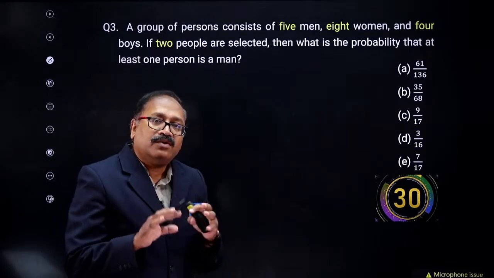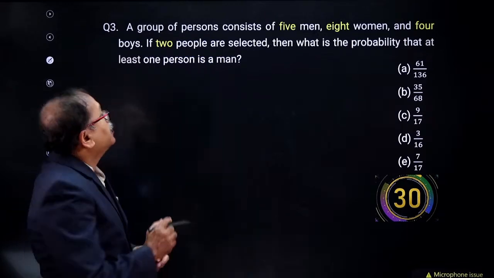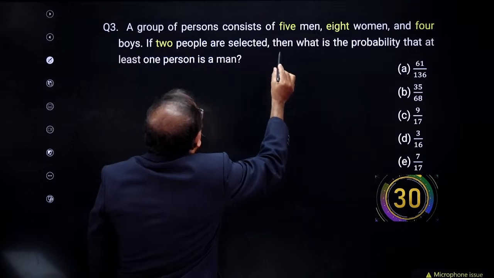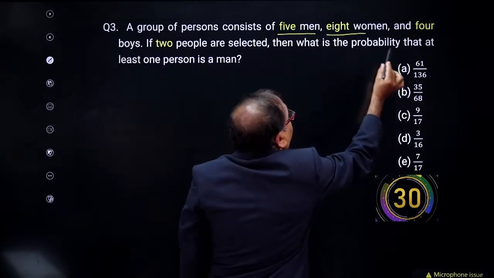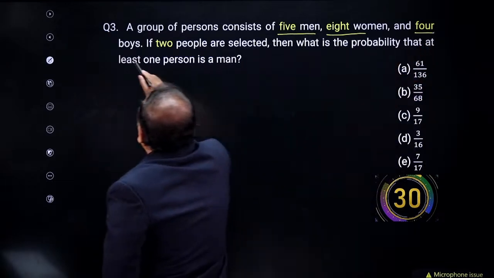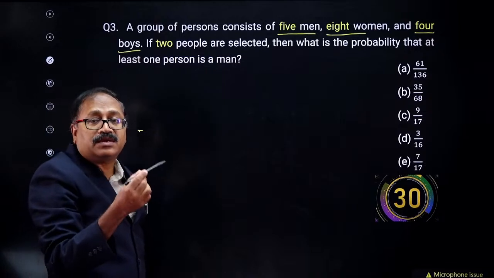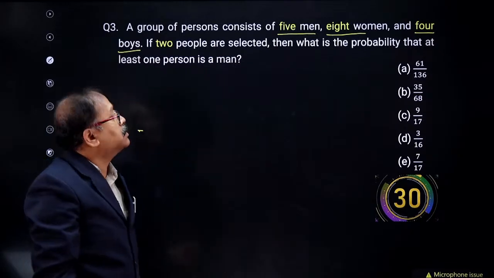A time will come when I will give you only 30 seconds to answer the question, when your exam will come closer. Now here, what is the question? In a group, the persons consist of 5 men, 8 women and 4 boys. Every day you get different types of questions. Consider it as a practice. Together we are practicing for 1 hour.